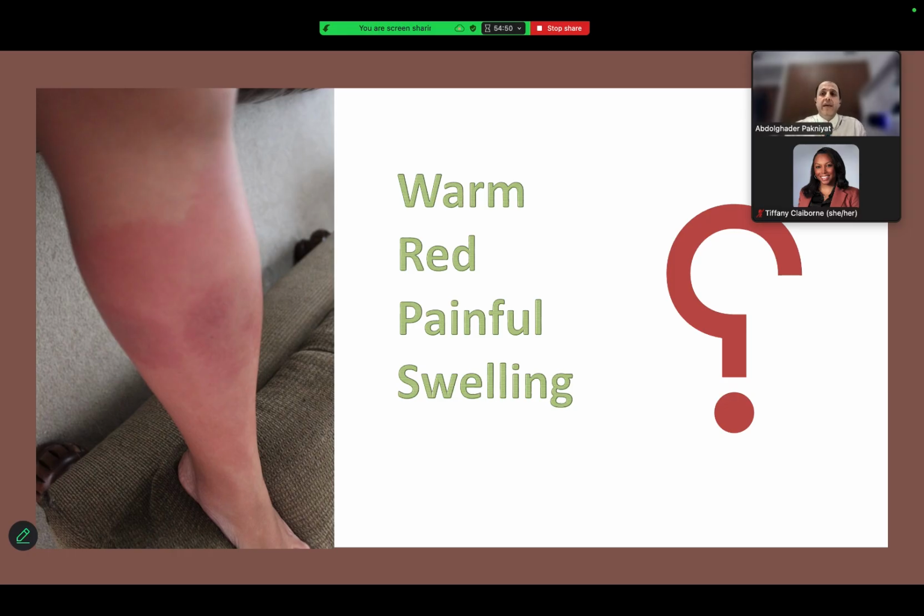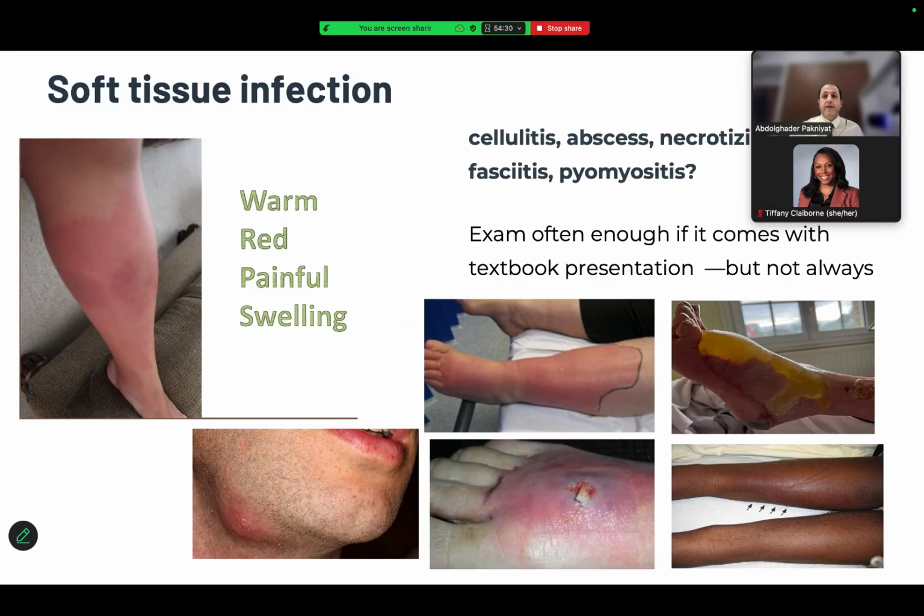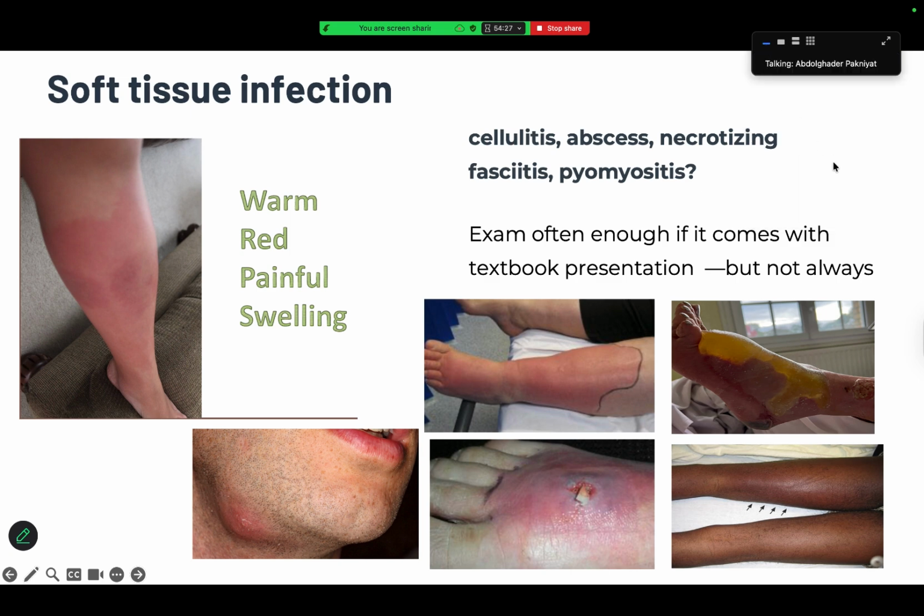When you are talking about soft tissue infection, usually a patient presents with warmth, redness, pain, and swelling, and some of them have a fever. But this presentation is not just one sickness. We have different types of infection when we talk about soft tissue infection, for example cellulitis, abscesses, necrotizing fasciitis, or pyomyositis. All of them may come with this presentation: warm, red, pain, swelling, and fever.